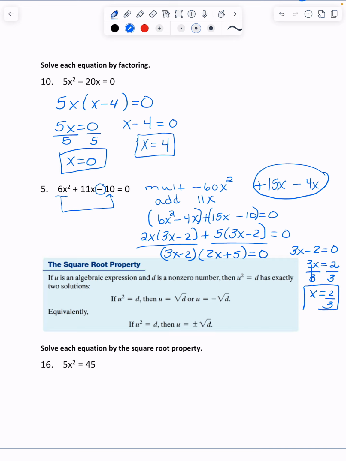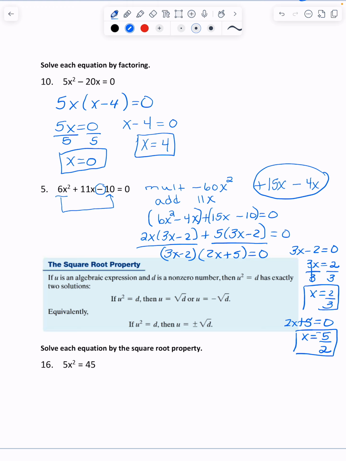The second answer I will get by setting 2x plus 5 equal to 0. And if you solve for x here, you're going to get negative 5/2. Subtract 5 from both sides and divide by 2. So that's one way that we can solve quadratics, is by factoring.